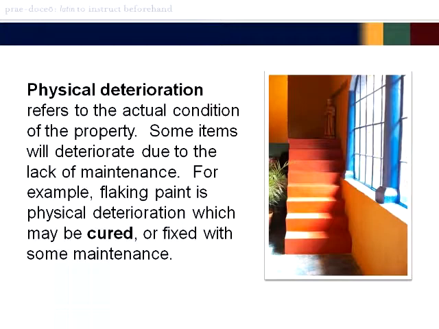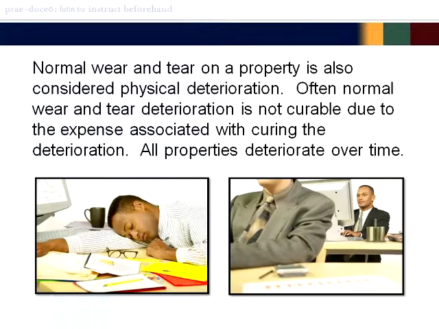Physical deterioration refers to the actual condition of the property. Some items will deteriorate due to lack of maintenance. For example, flaking paint is physical deterioration which may be cured or fixed with some maintenance. Normal wear and tear on a property is also considered physical deterioration. Often, normal wear and tear deterioration is not curable due to the expense associated with curing the deterioration. All properties deteriorate over time.